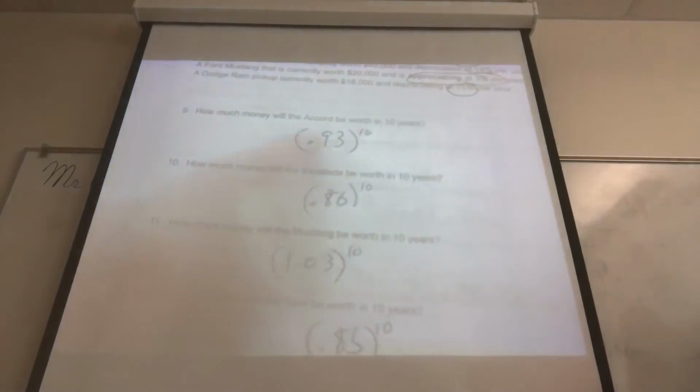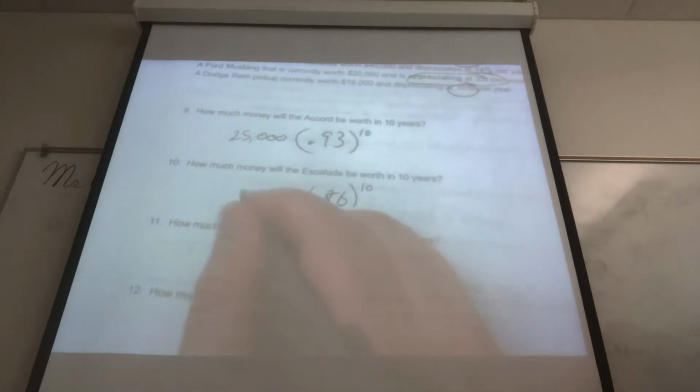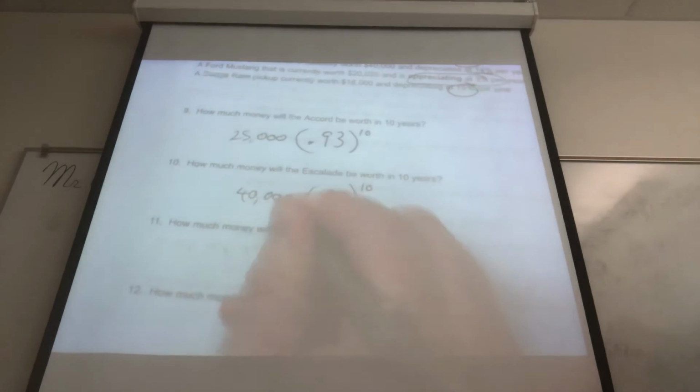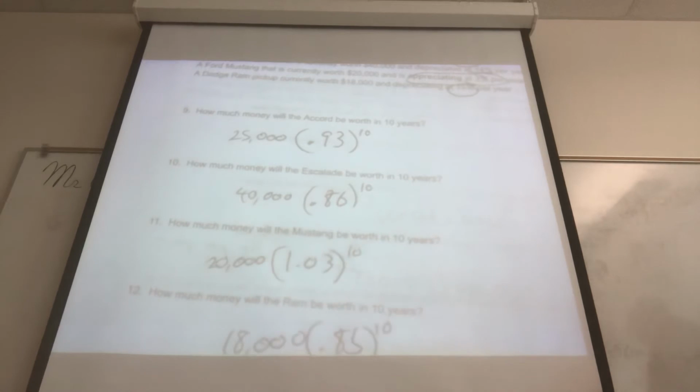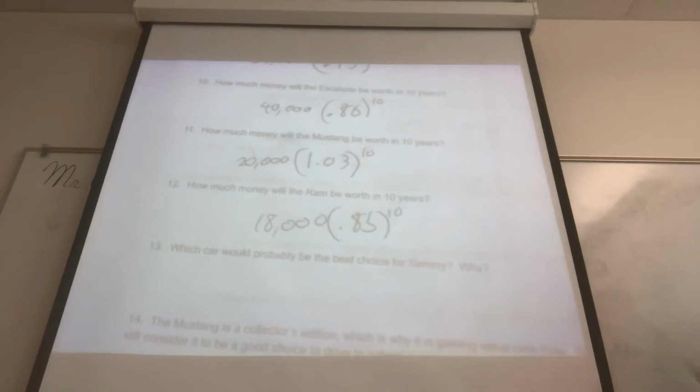And then you just put the starting amount. So here's 25,000. Here's 40,000 for the Escalade. The Mustang, 20,000. The Dodge Ram, 18,000. Okay? Make sure you understand how to work those out, why you multiply by what you keep, that kind of thing.